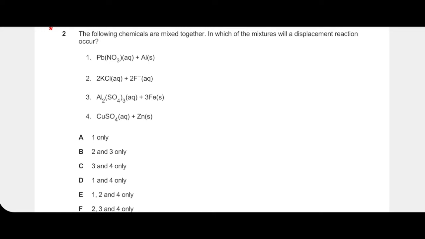A displacement reaction will not occur in reaction 2 because the fluoride ions need to be in the F2 form, not in the ionic form, in order for it to be able to displace chlorine. So displacement reaction won't occur for reaction 2. For reaction 3, a displacement reaction will not occur because iron is not as reactive as aluminium. And finally, reaction number 4, zinc is more reactive than copper, so a displacement reaction will occur there. So the answer to this question is D, and that is question number 2 completed.